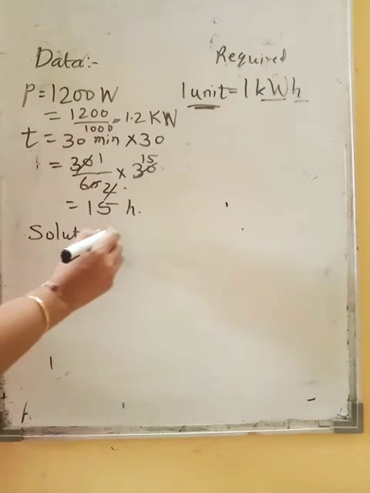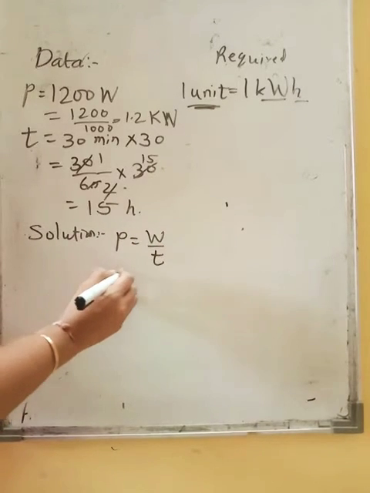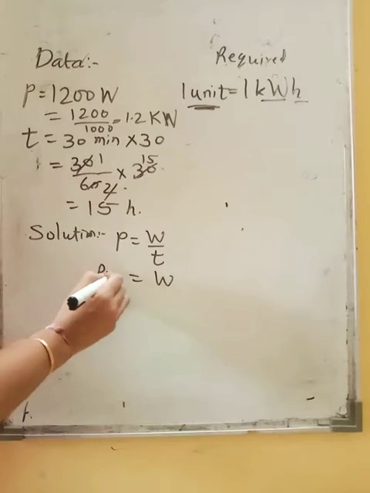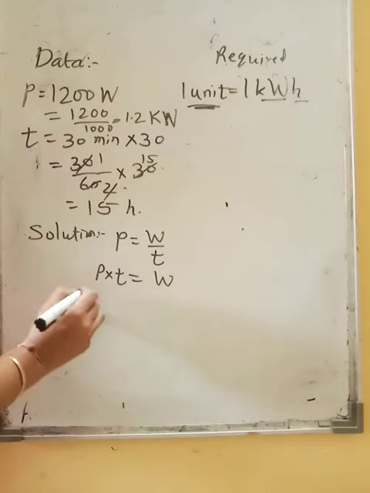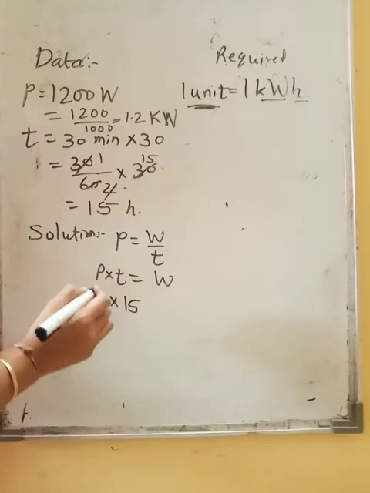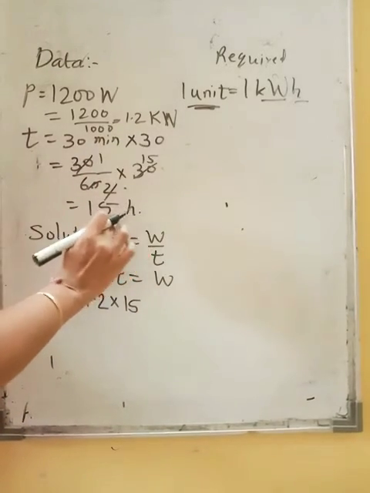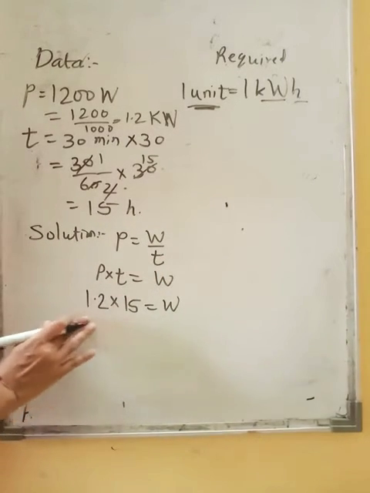Solution: power is equal to W upon T. So what is the work done? P into T, correct? Power is 1.2 and your timing is 15 hours. Kilowatt hours. So multiply both, and that will be your answer. So let us do it.